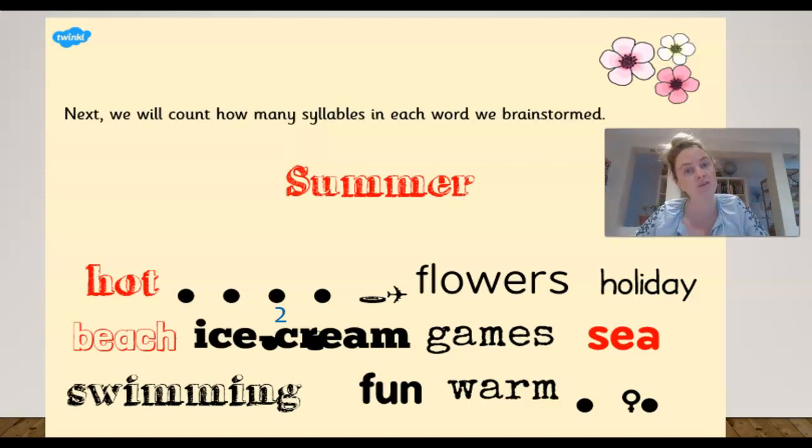And the other thing, what do we know about syllables? Each syllable will have a vowel sound. Remember, a vowel sound. So let's have a look at ice cream. Closing your lips, and I'll do this one. How many beats did we hear? 2. So ice cream has 2 syllables.